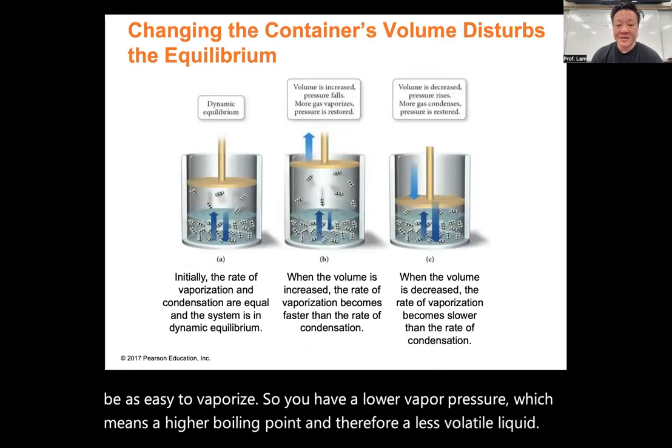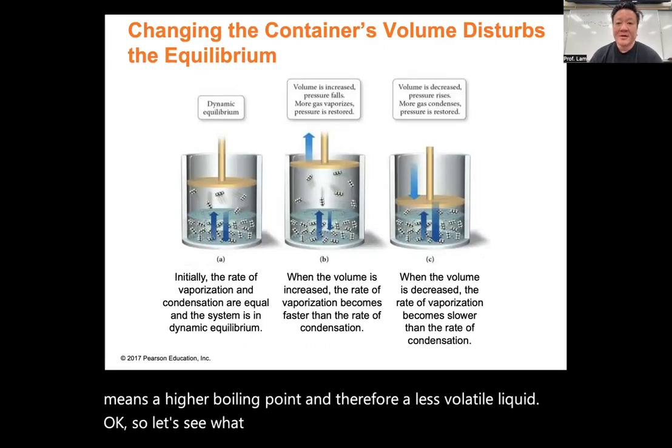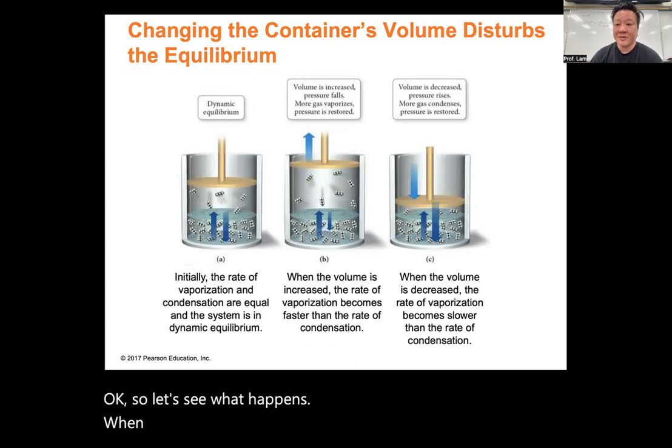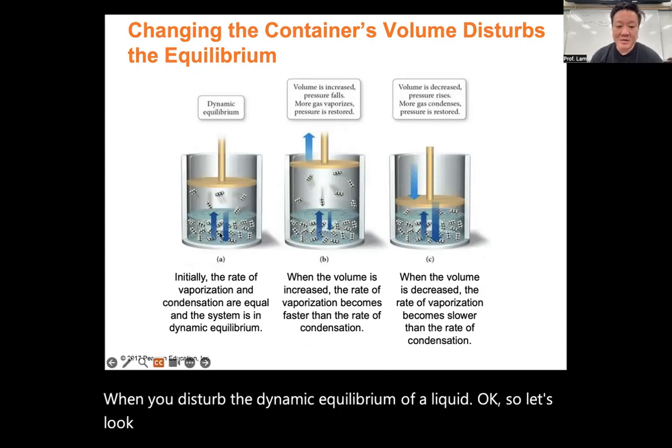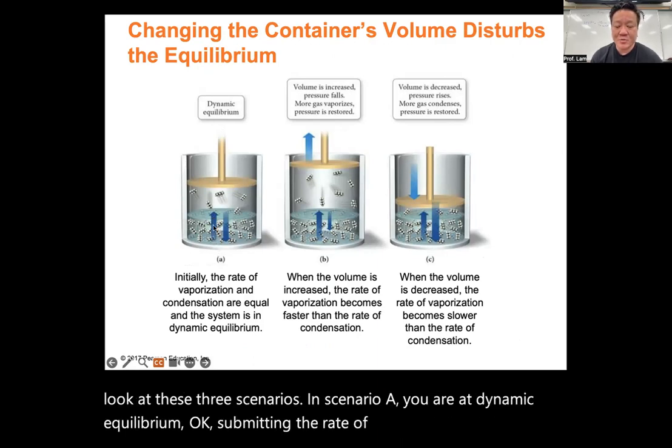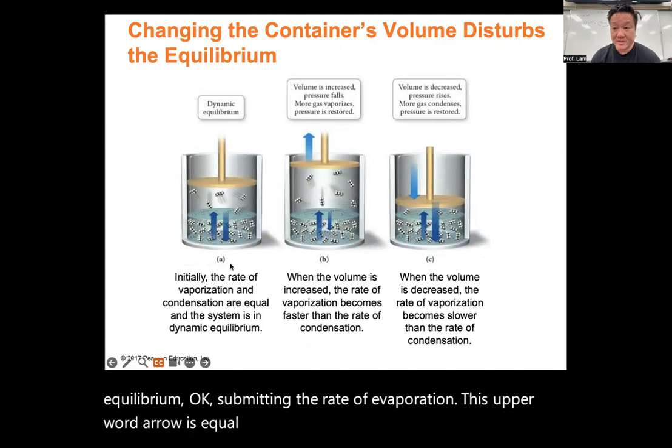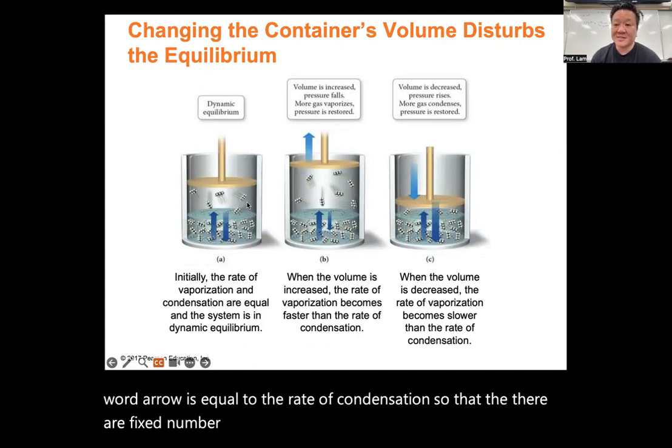Okay, so let's see what happens when you disturb the dynamic equilibrium of a liquid. Let's look at these 3 scenarios. In scenario A, you are at dynamic equilibrium, meaning the rate of evaporation, this upward arrow, is equal to the rate of condensation, so that there are a fixed number of gas molecules in this headspace.